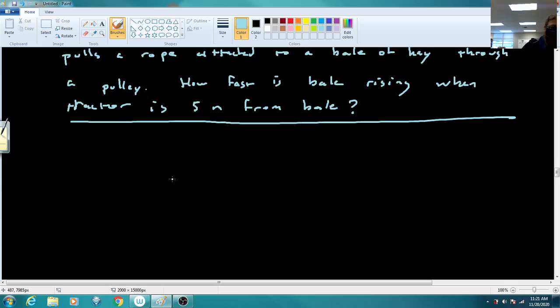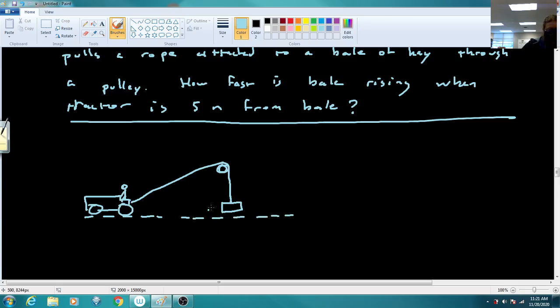Okay, so they give us this picture here. We've got a tractor sort of thing, with a little guy on it or something. There's some sort of pulley here, and a rope that connects to the pulley and down from the pulley to our hay bale. Here's the ground. The distance from the ground to the height of the hay bale we call h.